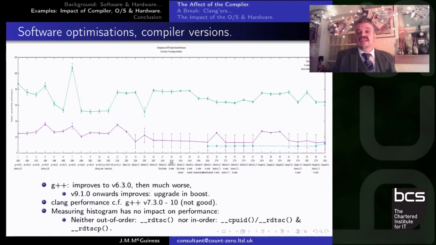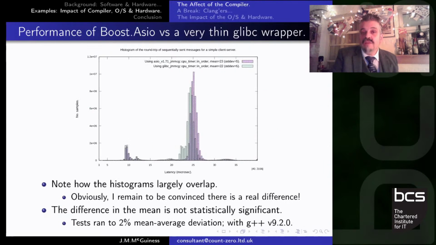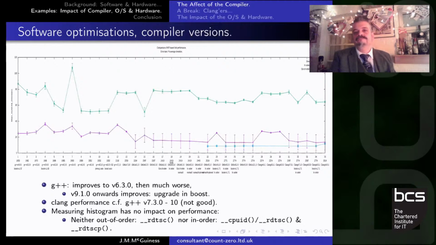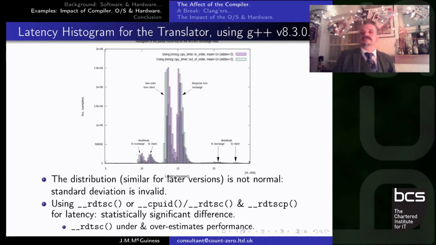I also tested the idea of RDTSC versus CPUID, RDTSC and RDTSCP to measure times. These are clock instructions on my computer, because if I'm creating the histogram, recall the slide earlier, I'm measuring the time for each order. Does measuring time have an impact on the performance? Well, let's have a look.